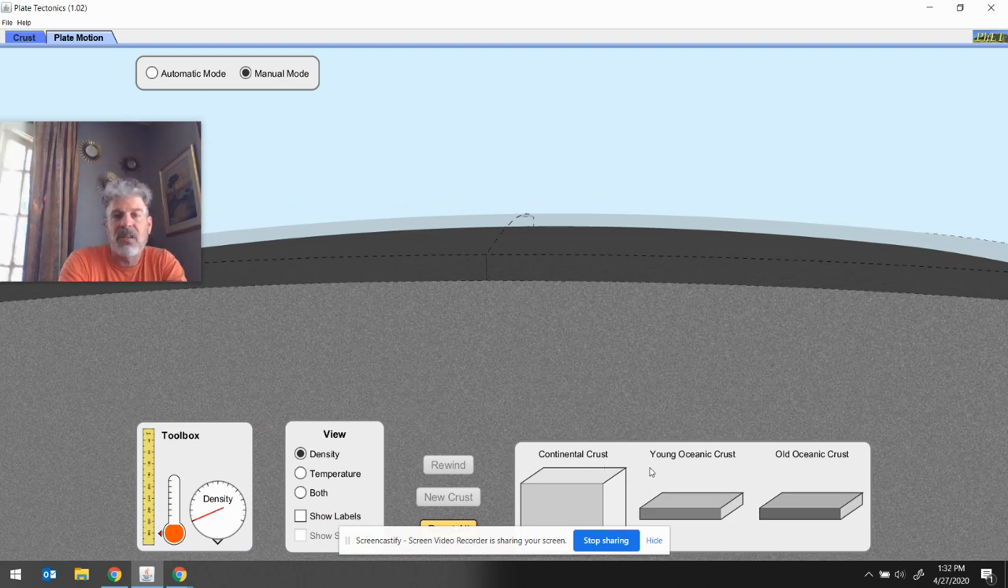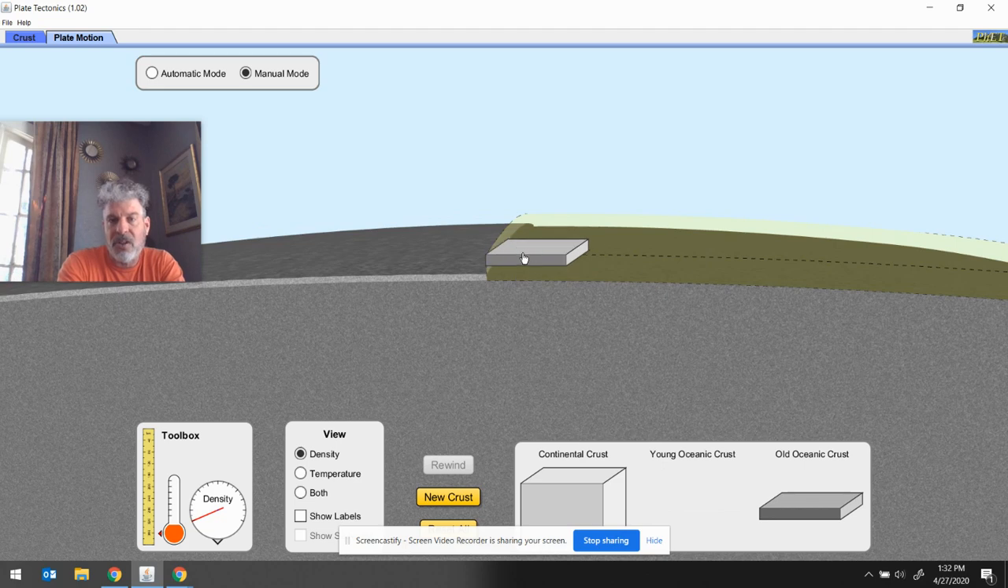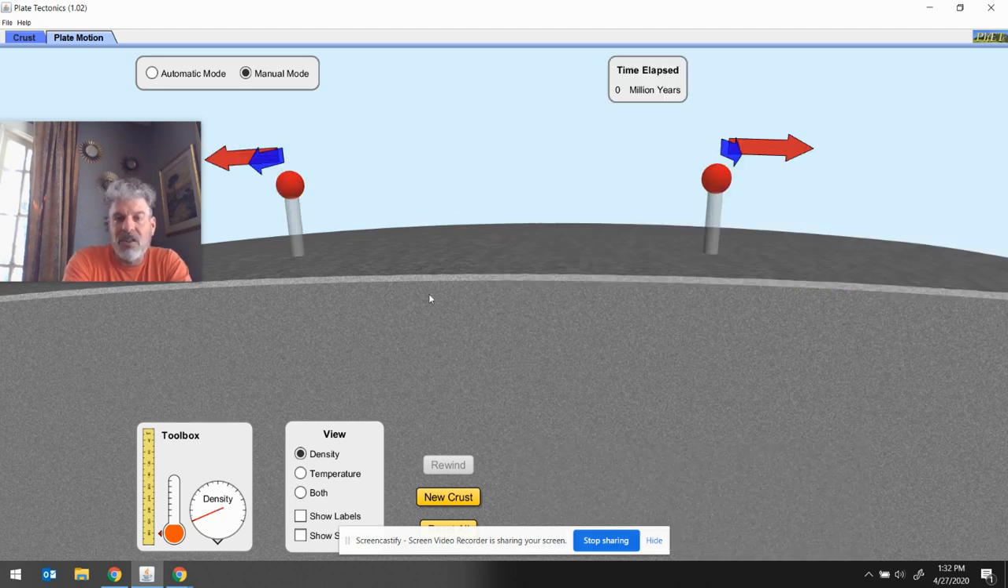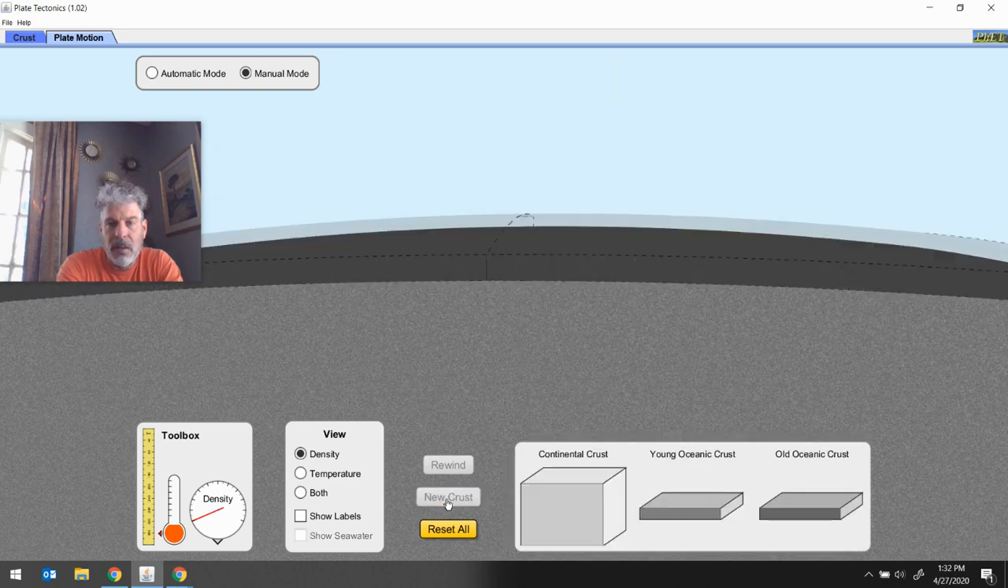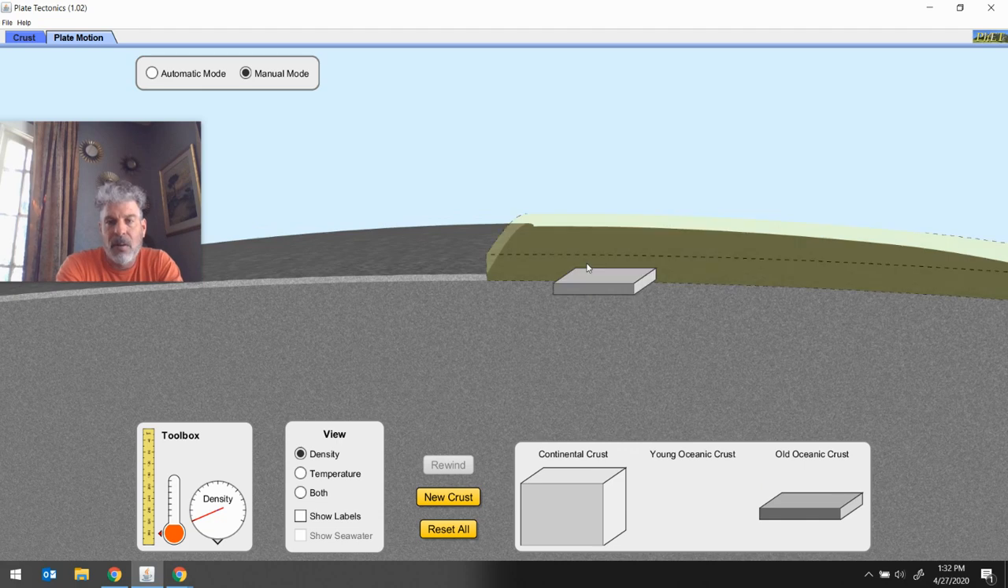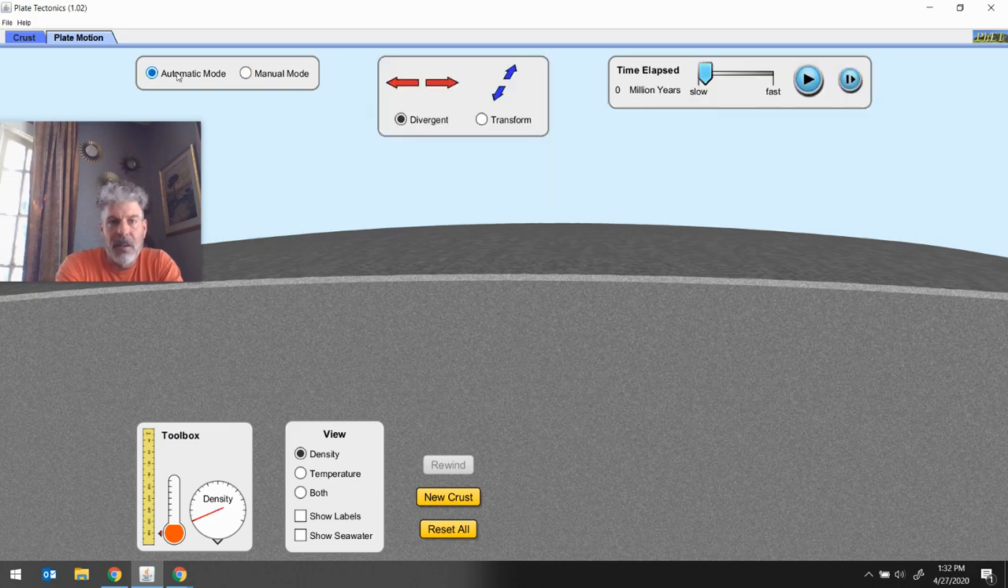What I can do over here is get a piece of oceanic crust here, and another piece of oceanic crust here, and make sure this is a divergent plate boundary, and let's create new crust. Whoops, I messed that up. Let's try this again. Young crust will go there, and time elapsed. Yeah, we're going to do divergent boundaries, and here we go.